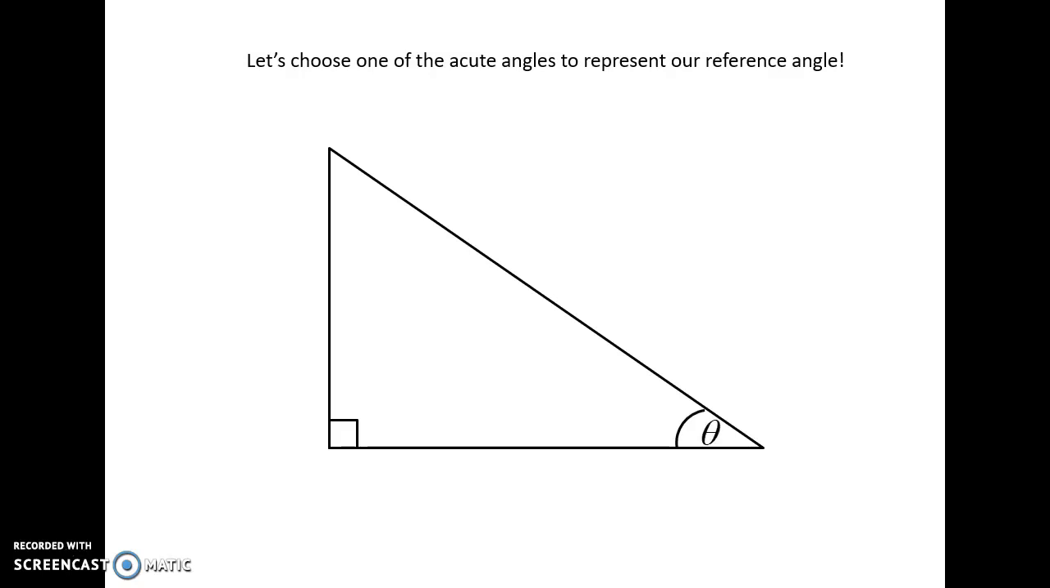Okay, and there it is. We're going to call it theta. Now, theta is just a Greek letter we use to signify angles in a triangle. It's like a variable like x or y. We just use Greek letters for angles.